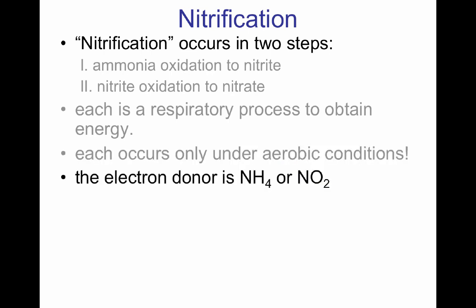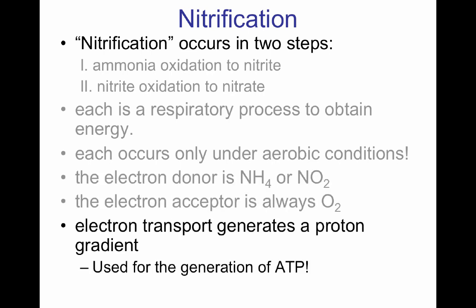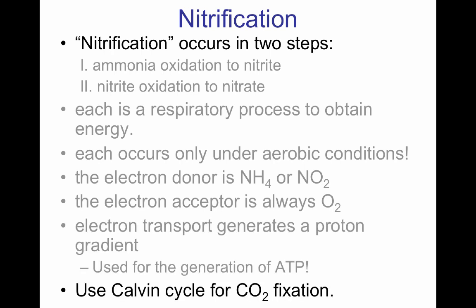Now, depending on which reaction you're looking at, you're going to have either ammonium or nitrite as an electron donor. The electron acceptor is always going to be oxygen, and the electron transport chain of these reactions will result in a proton gradient, and that proton gradient will be used to produce ATP. As a source of carbon, many of these microorganisms are going to fix carbon through the Calvin cycle, just like plant cells do.